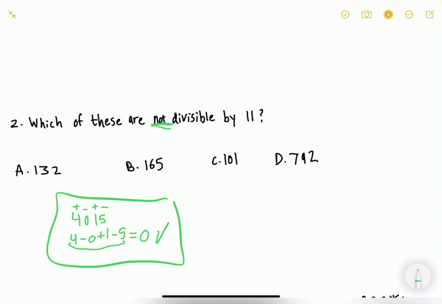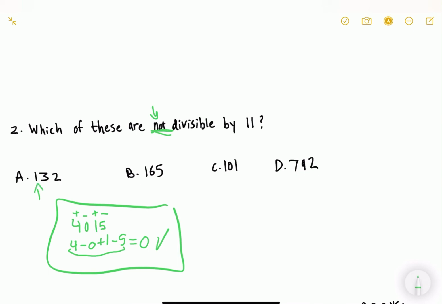Now, the question is asking which of these is not divisible by 11. Let's figure this out together. So for 132, what are the multiples? We know that to get 132, we have to multiply 11 times 12. It means it is divisible, so this is not going to be the answer. 165. We know that to get 165, we can multiply 11 by 15, meaning it's not it.